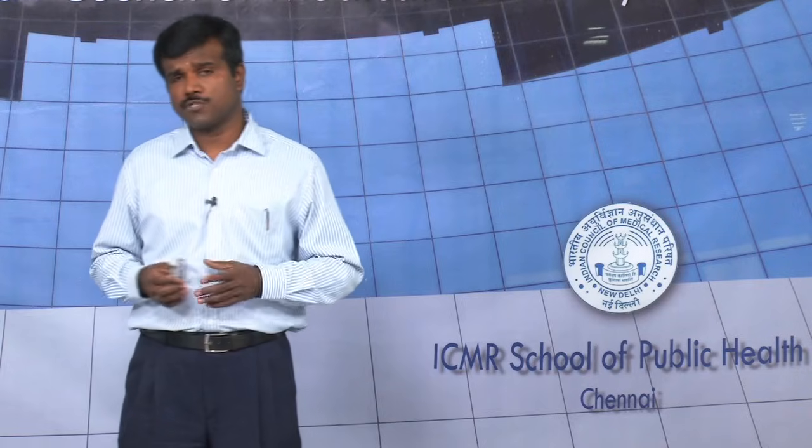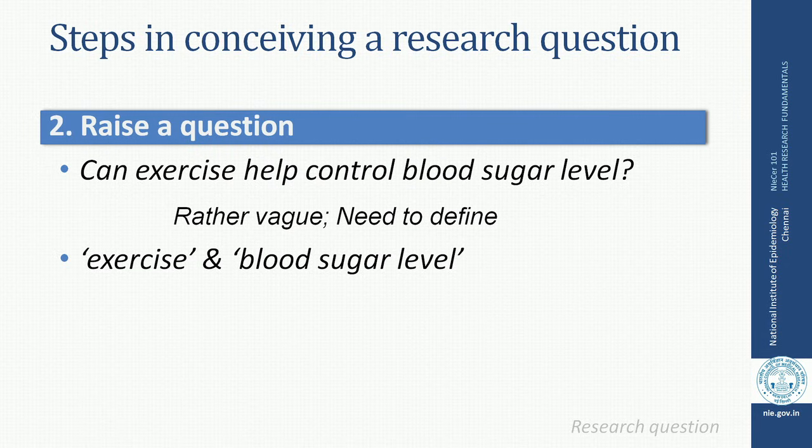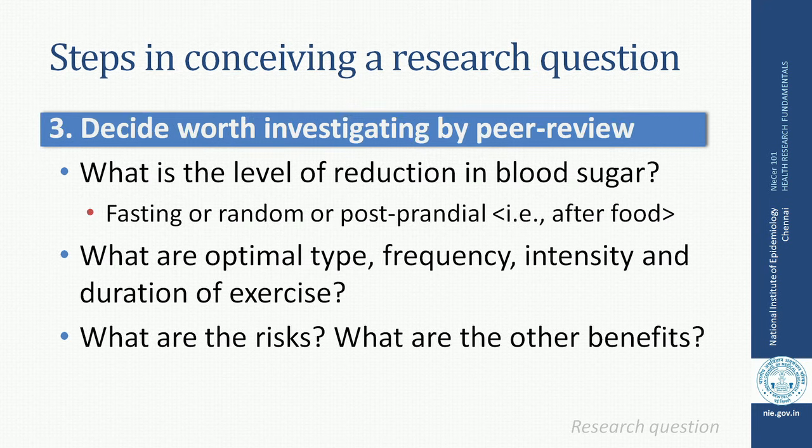Then let us raise a question based on our review of literature. Can exercise help control blood sugar level? Sounds better than the earlier question, but definitely this is vague. We need to refine it, especially what do you mean by exercise? What do you mean by blood sugar level? Then we go into the literature and talk to people, peer group, and talk to investigators who have special expertise in these areas. What do you mean by blood sugar?